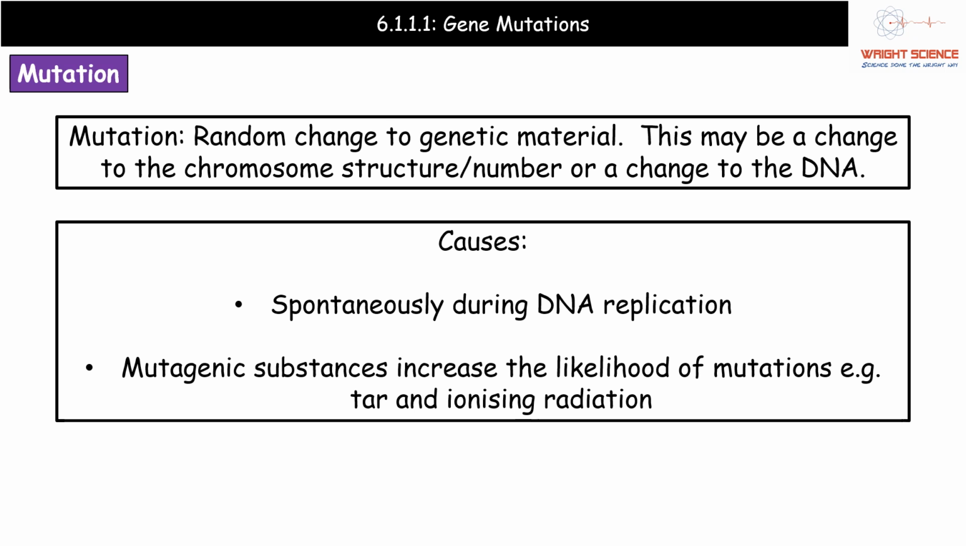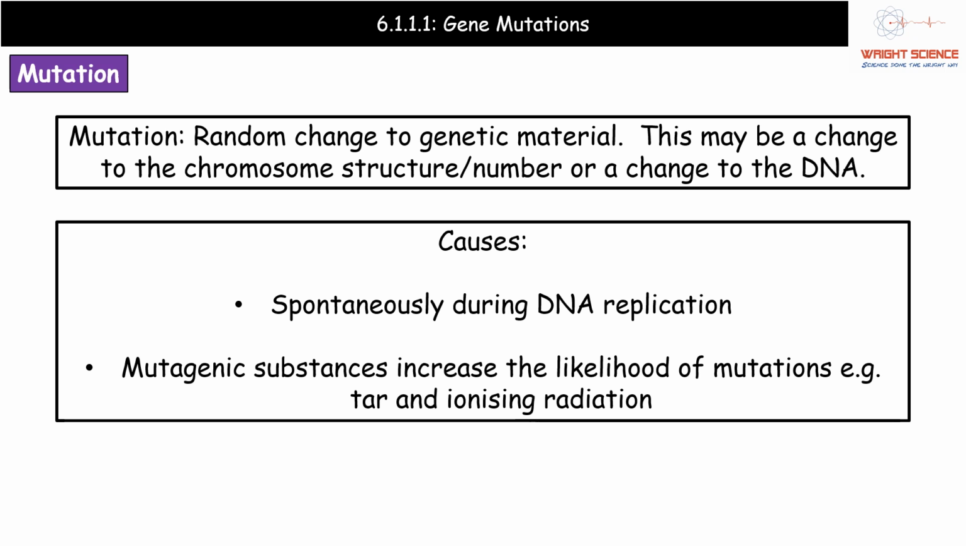To start off with then, let's remind ourselves of something that hopefully we all learnt back at GCSE, the definition of a mutation. When we're talking about a mutation, this is just a random change that occurs to the genetic material. By that, we could mean some kind of change to either the chromosome structure or the chromosome number of an organism, or if we're talking about a gene mutation, this is where we're seeing an actual change to the DNA itself.